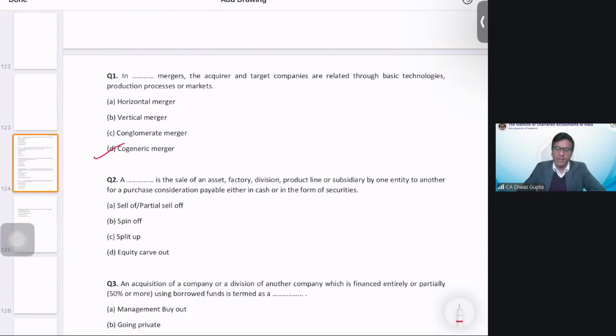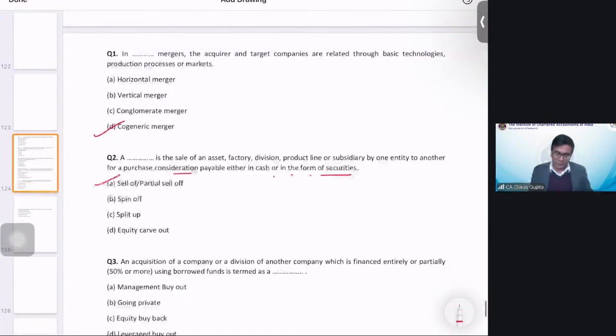It's a co-generic merger. A dash is the sale of an asset, factory, division, product line, or subsidiary by one entity to another for a purchase consideration payable either in cash or in the form of securities. Come on, student. The second one. Yes, Lavanya, you're right. Geeta, you're also right. Yes, Saminathan, you're also right. So the right answer is sell off, partial sell off.